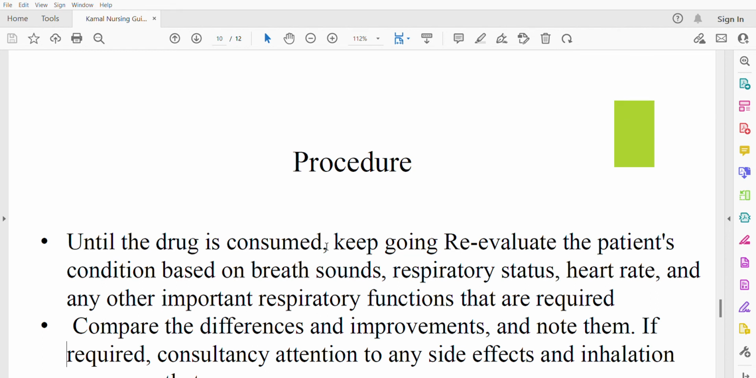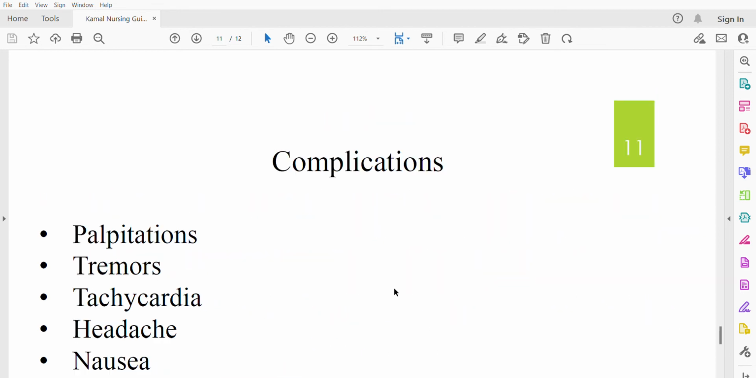Re-evaluate the patient's condition based on breath sounds, respiratory status, heart rate, and any other important respiratory functions that are required. When the patient is having the nebulizer therapy, we have to evaluate these statuses. If the patient is okay, continue. If the patient's breath sounds are not appropriate, then we have to stop the therapy at that time and consult with the doctor.